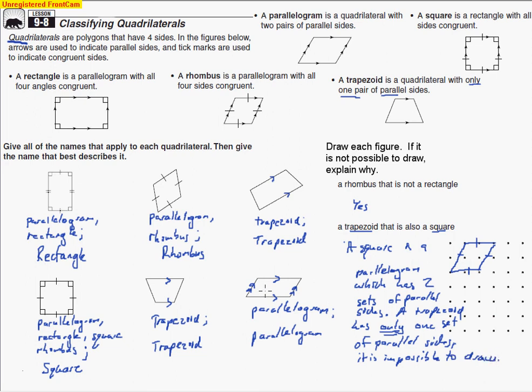So again, remembering these different types of special quadrilaterals, we have parallelograms, squares, rectangles, rhombuses, and trapezoids. Remember that the first four I named off have two sets of parallel sides, where a trapezoid only has one.